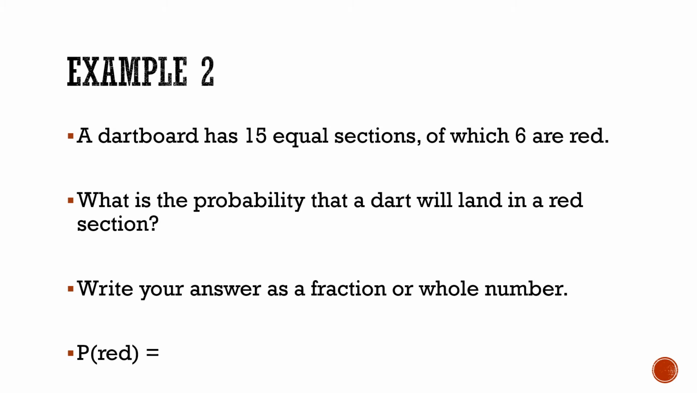Okay, example 2 says a dartboard has 15 equal sections, of which 6 are red. What is the probability that a dart will land in a red section? Okay, so we read this down here, by the way, as probability of red. So that would be 6 were red out of 15. And we're going to simplify that. So 3 goes into 6 2 times, and 3 goes into 15 5 times, or you're welcome to use your calculator, and we would get 2/5.